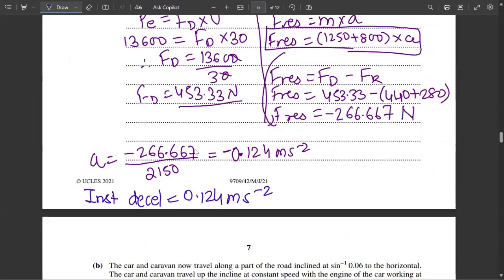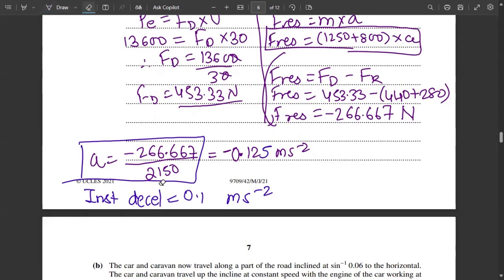This is the first answer we have, which is the instantaneous deceleration. And now we'll have to find the second, which is the 1 second. If I put minus 266.67 in the calculator, I did a calculation error here. If I'm putting this in the calculator, I'm getting 0.125 meter per second square. And minus 0.125 is 0.13, rounding off to 2 decimal places. So the final answer is 0.13 meter per second square. Okay, we'll move ahead.